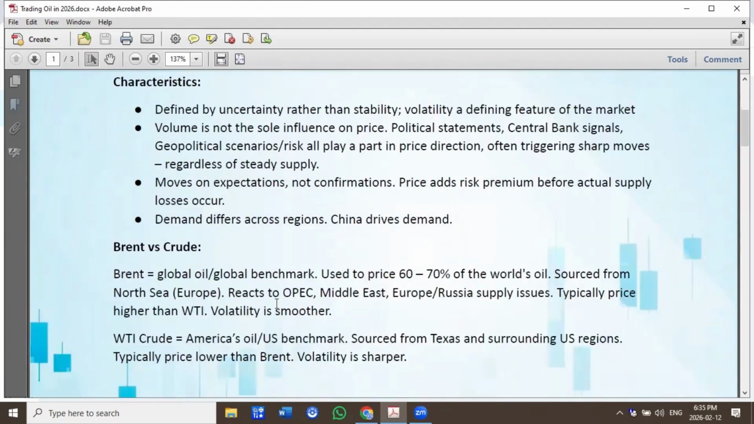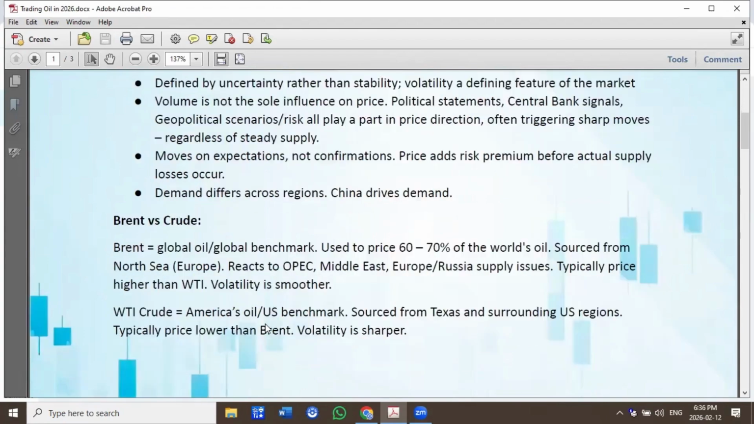There's Brent and there's crude. I personally choose to trade Brent oil. Brent is the global benchmark. It's sourced in Europe, and typically the price is higher than that of crude. I find that the volatility is smoother on Brent than it appears to be on crude. Crude is America's oil. It's the US benchmark, sourced from Texas and surrounding US regions.